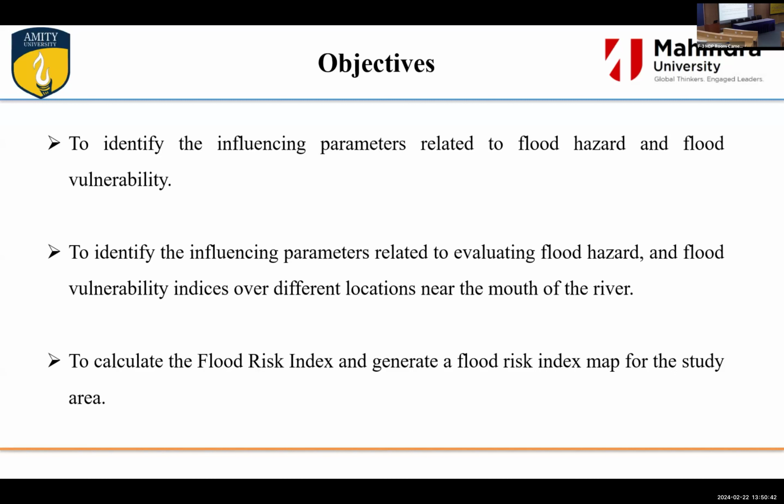The main objectives of this study are to identify the influencing parameters related to flood hazard and flood vulnerability, to evaluate flood hazard and flood vulnerability indices over different locations near the mouth of the river, and also to calculate the flood risk index and generate a flood risk index map for the study area.